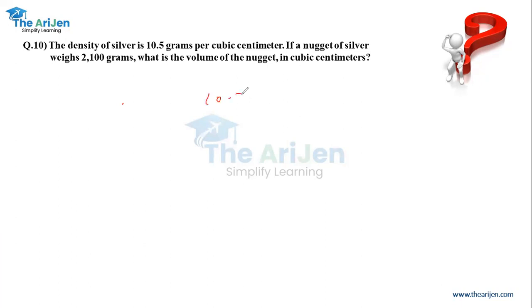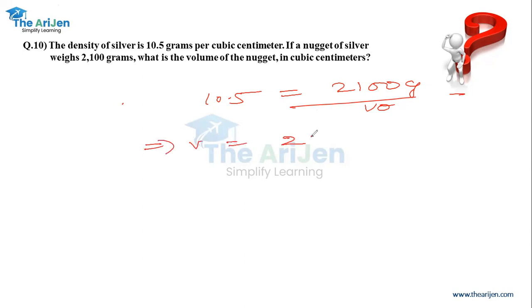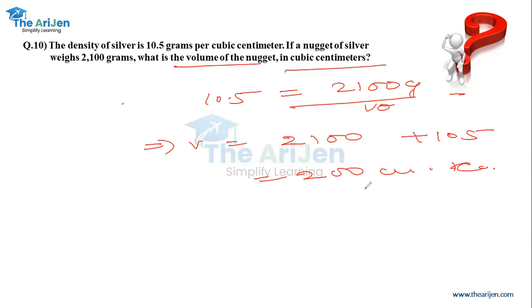So 10.5 equals 2100 grams upon volume, right? When you solve it, you will simply know that volume equals 2100 divided by 10.5 grams, which is 200 cubic centimeters. So volume will be 200 cubic centimeters. I hope you have understood all the questions till here.